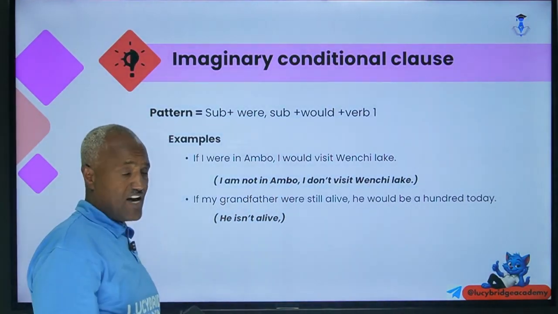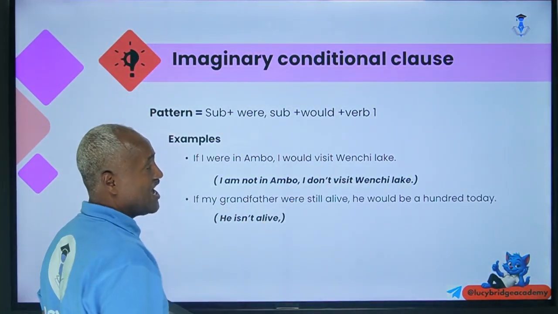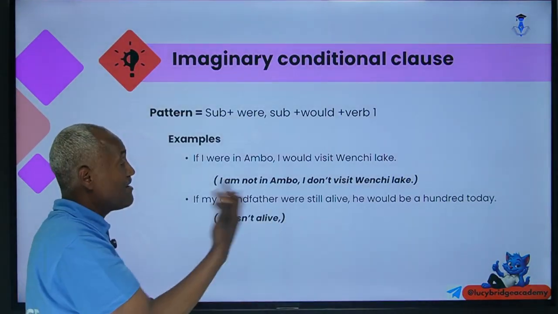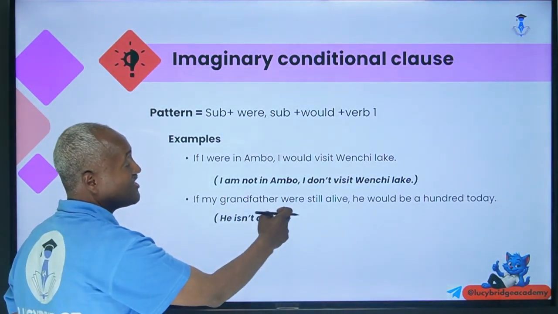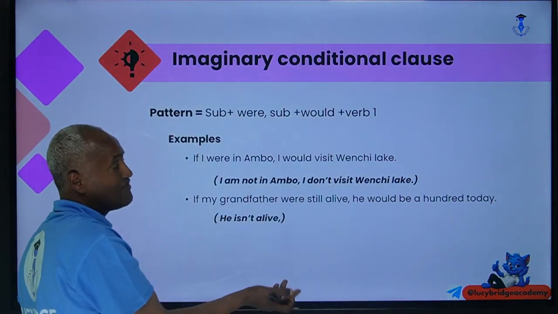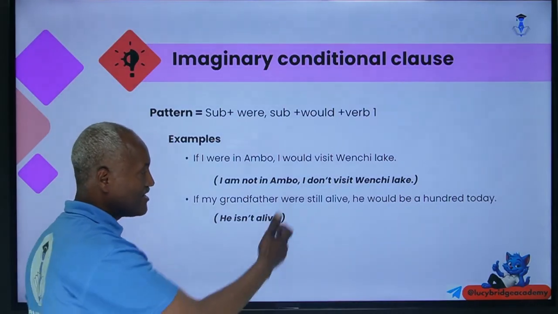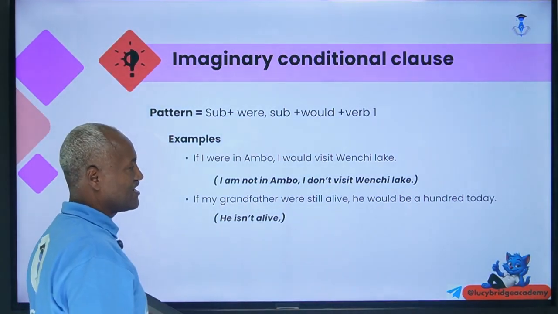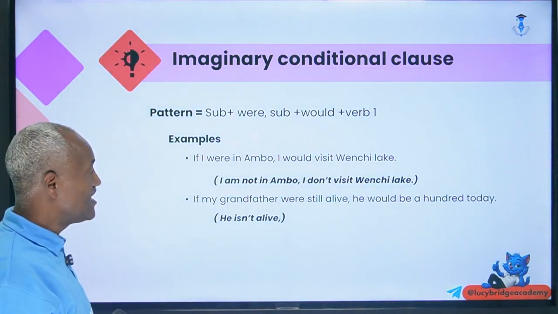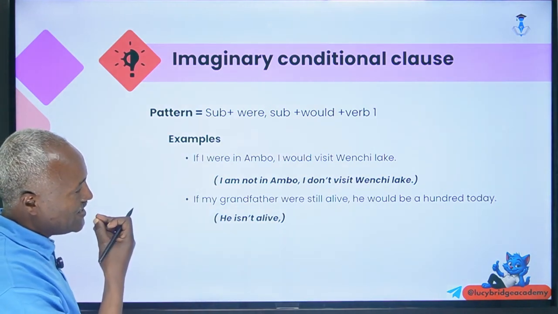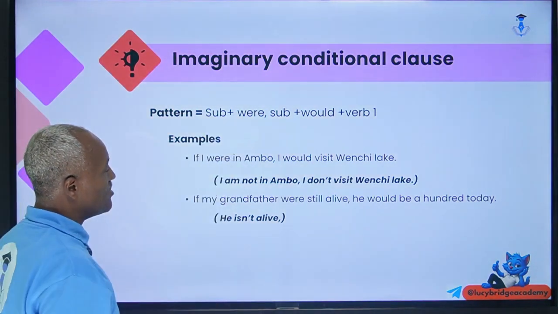Yes? At this time, I'm not in Ambo. I would visit Wenchi Lake. I don't visit. I'm not in Ambo, I don't visit. If my grandfather were still alive, he's not alive, he would be 100 today. That means he can't be 100 because he's not alive. So this is an imaginary conditional clause.